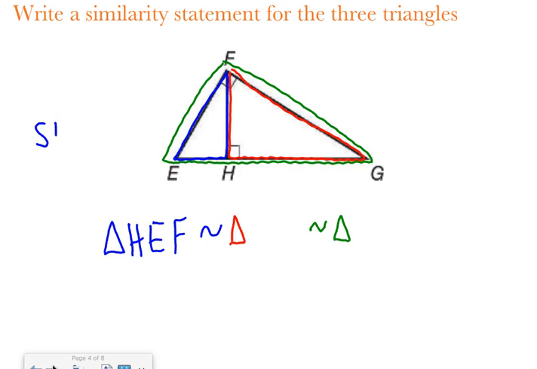So I'm going to put short. And then I went to EF, which is what side? Hypotenuse. And then it was my long side. Okay, so that's like my little code so I can keep it all straight. So now on my red triangle, what's my right angle? What letter? H. So that's my first letter.